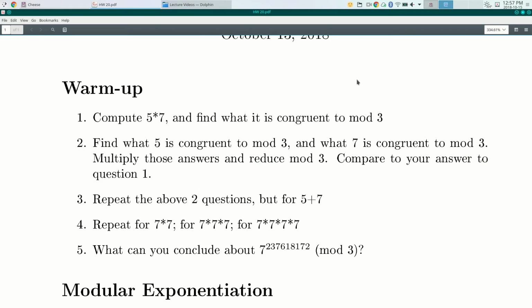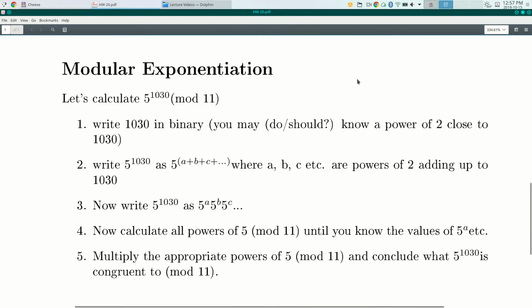All right, so that's the warm-up. This talks you through what we already did before, but for a different modular exponentiation, 5 to the 1030 modulo 11. So let's go ahead and have you work on those on the board. Let's make sure we get to the right place.